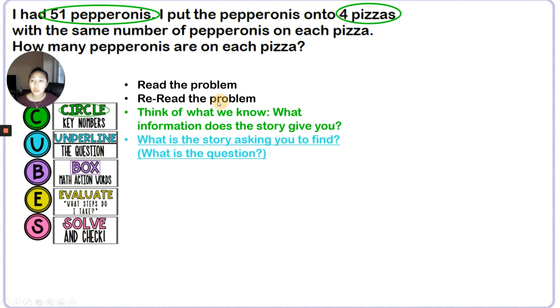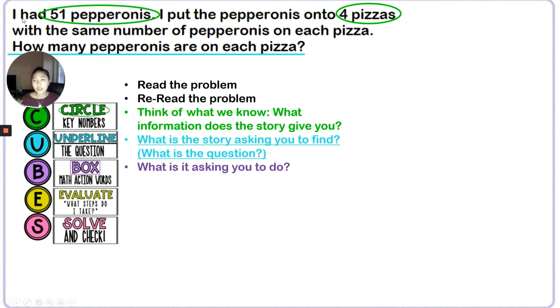We're going to go into underlining the question. If you go right here, I already see a how, which is how a question usually starts. So I see a question word and a question mark, and the question is how many pepperonis are on each pizza. So I'm going on and underlining that. Then we have our boxing of our math action word.